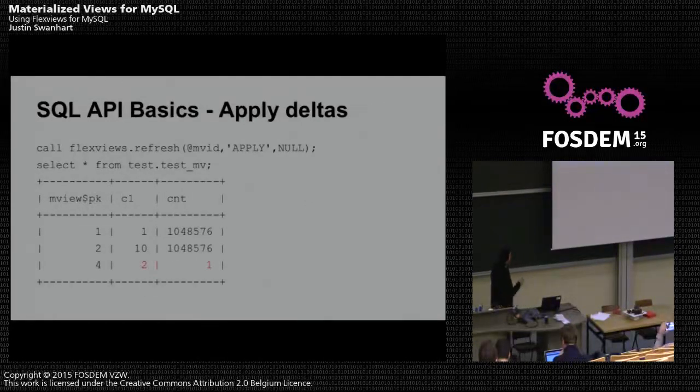Then you apply the delta. So once again, refresh the MVID, but I say apply. And then null to apply all the latest changes. And then when I select from the materialized view itself, you can now see the row has appeared. Right? So the materialized view has been refreshed with the changes.